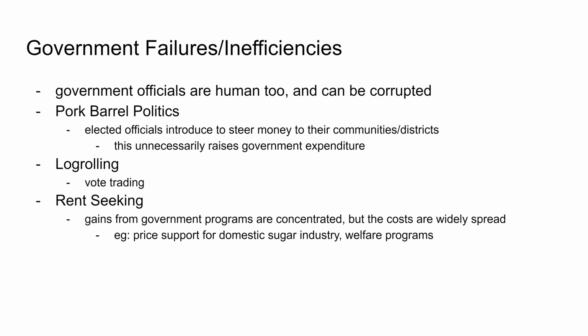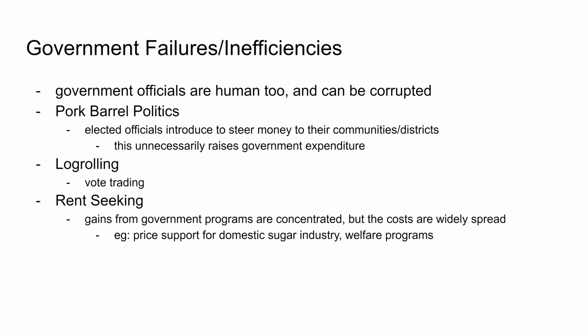Because government officials are also people, sometimes they abuse their powers to get more for themselves. And so the USAID identifies 3 types of government corruptions and inefficiencies. The first of these is pork barrel politics. And this basically occurs when elected officials introduce projects that bring money to their districts.